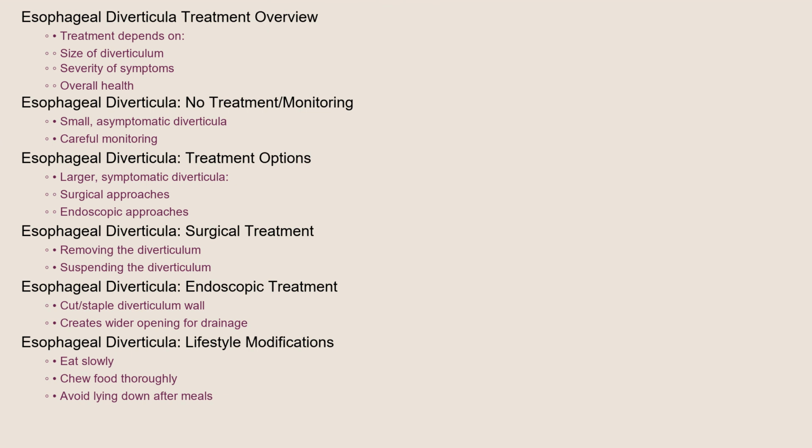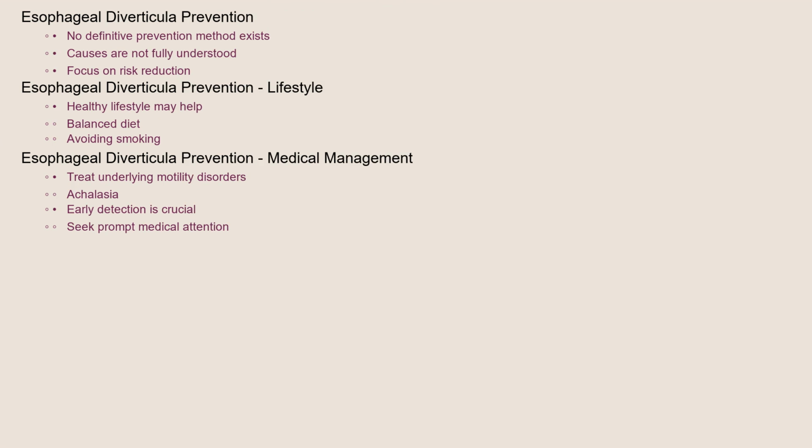Lifestyle modifications, such as eating slowly, chewing food thoroughly, and avoiding lying down immediately after meals, can also help manage symptoms. Unfortunately, there is no definitive way to completely prevent esophageal diverticula, as the exact causes are not fully understood. However, maintaining a healthy lifestyle, including a balanced diet and avoiding smoking, may help reduce the risk. Prompt treatment of any underlying esophageal motility disorders, such as achalasia, may also help prevent the development of diverticula. Being aware of the potential symptoms and seeking early medical attention is crucial for early diagnosis and management.